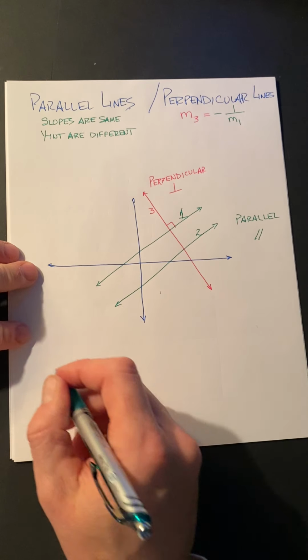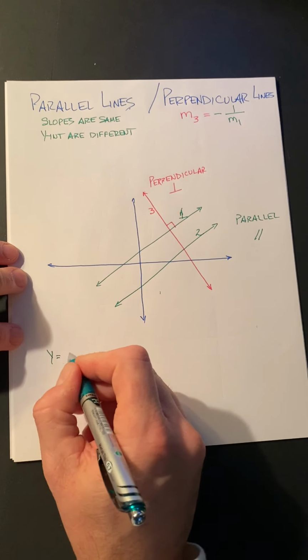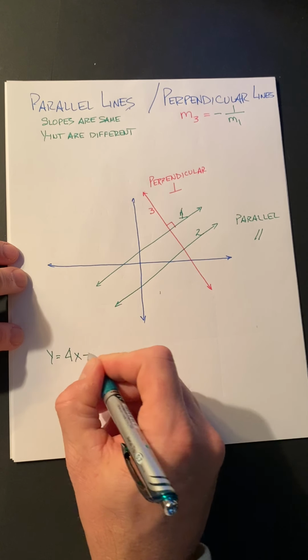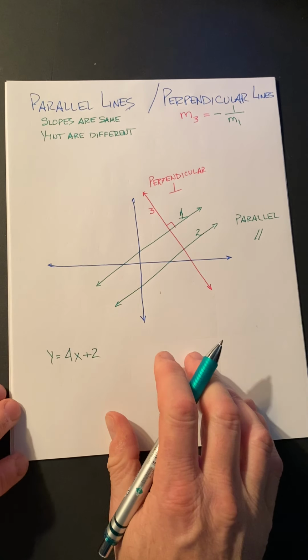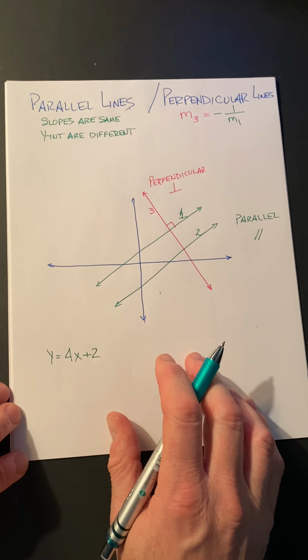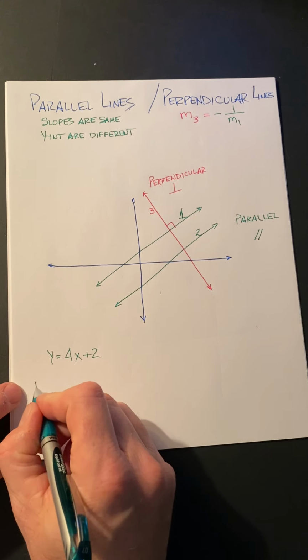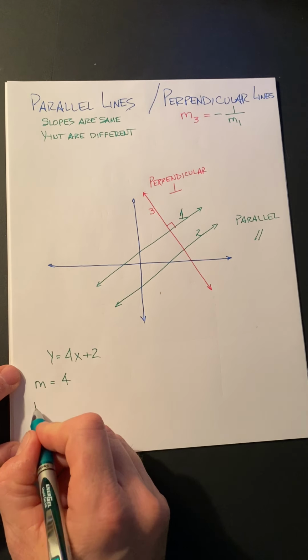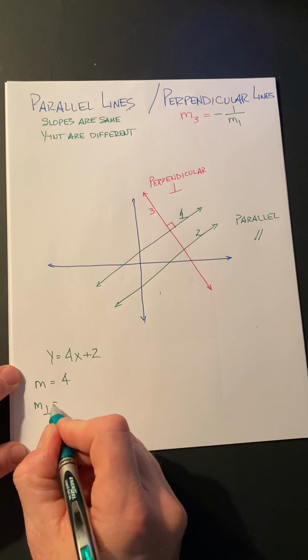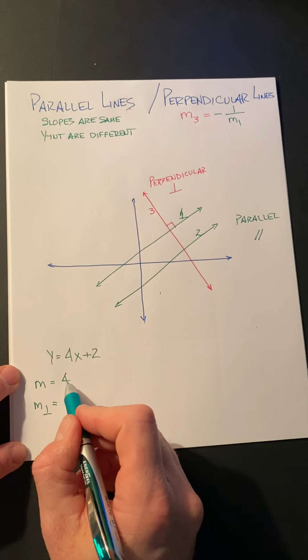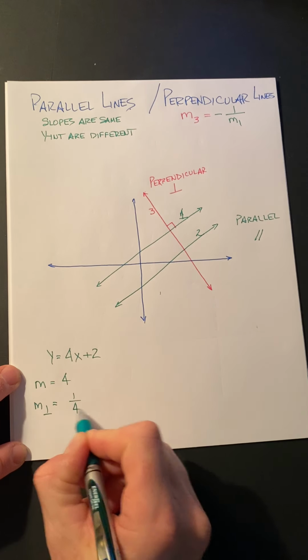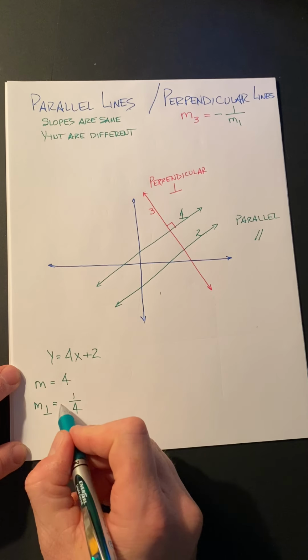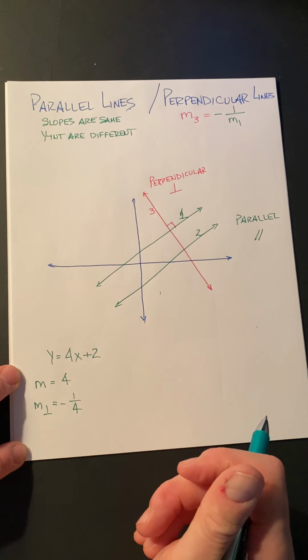So if I had a line y is equal to 4x plus 2, and I asked you for the slope of a line perpendicular to that line, well, you would say my slope here is 4, so the slope of the perpendicular line is, well, I'm going to take the reciprocal, right? I'm going to flip it, and then I'm going to take the negative of it, okay?